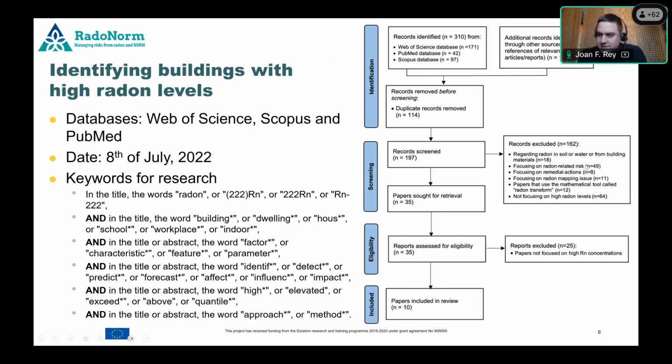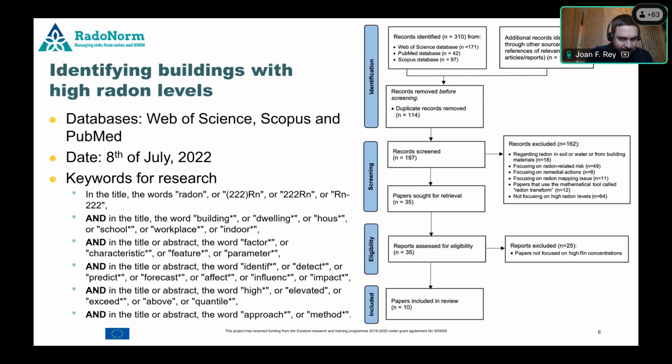During the screening step, we excluded papers for different reasons, but the same as before. The first was that they were not focusing on high radon levels, and the second was that they were not focusing on radon-related risk. Finally, at the eligibility step, some papers were again not focusing on high radon concentration. At the end, we only had 10 papers to look at.